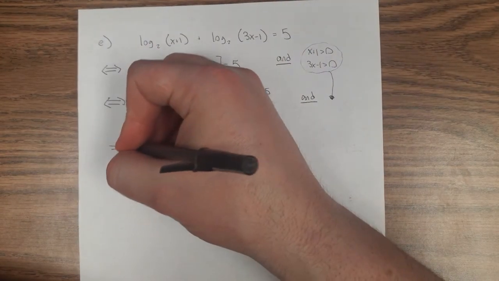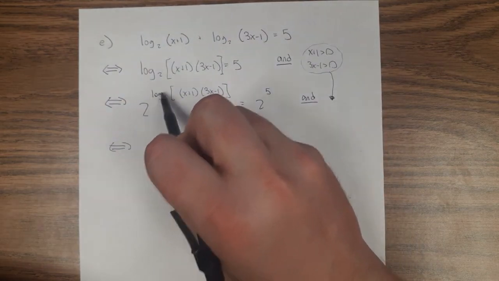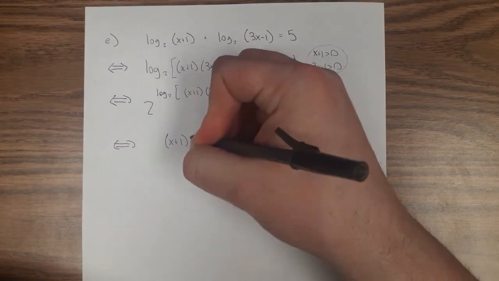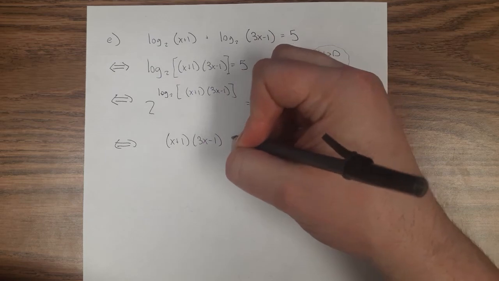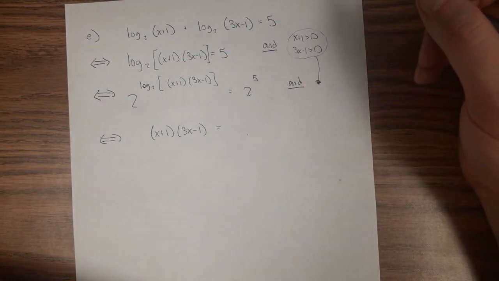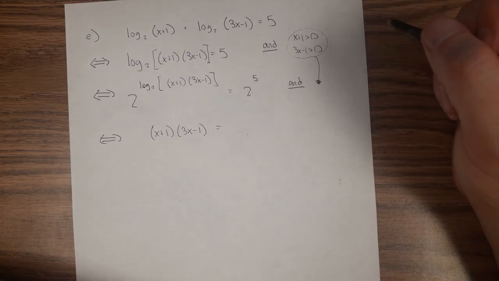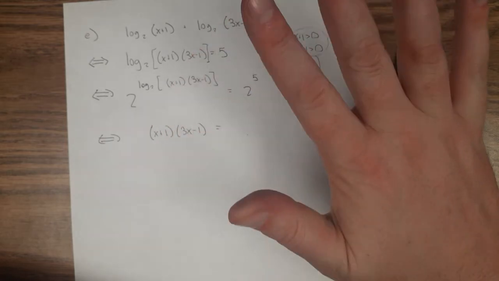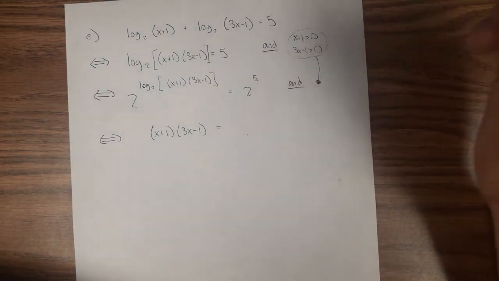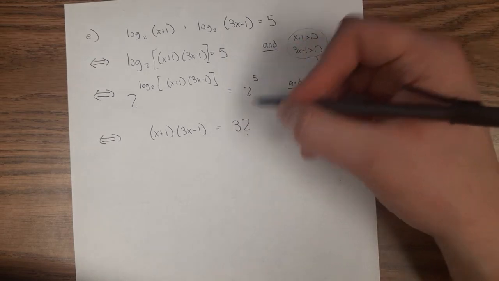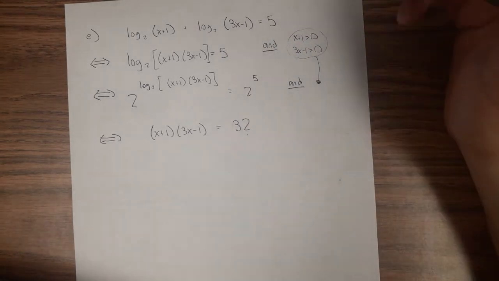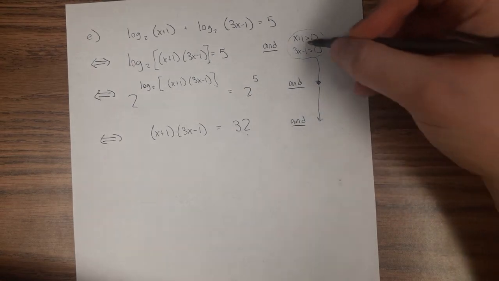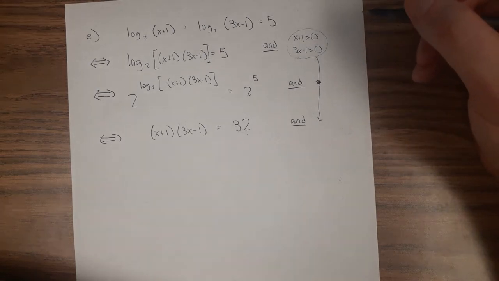So what happens? I can simplify this. Of course, the reason why I did this is that these cancel. All I get is the number inside. So I get x plus 1 times 3x minus 1 equals, and here I've got 2 to the 5th. That's not terrible to do. 2 times 2 is 4, times 2 is 8, times 2 is 16, times 2 is 32, sorry. 2 to the 5th is 32. And we are still assuming this stuff.